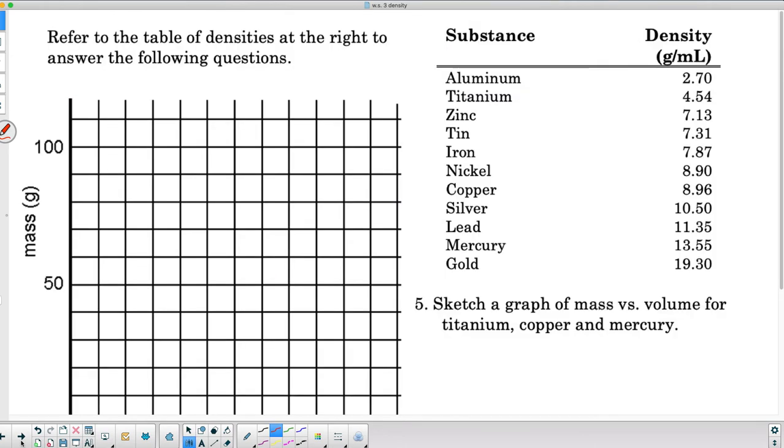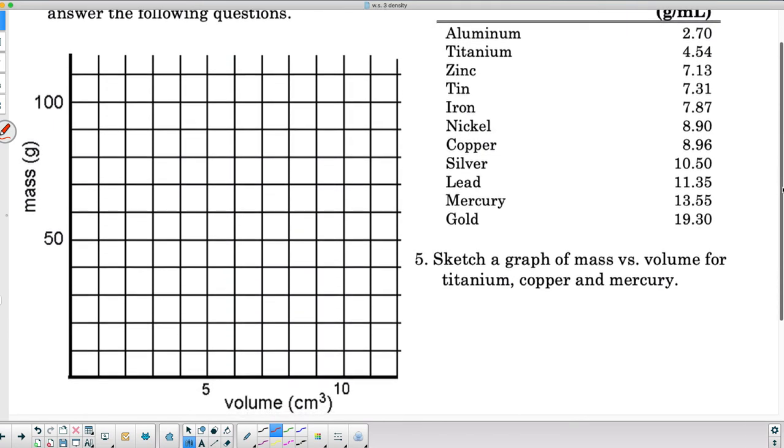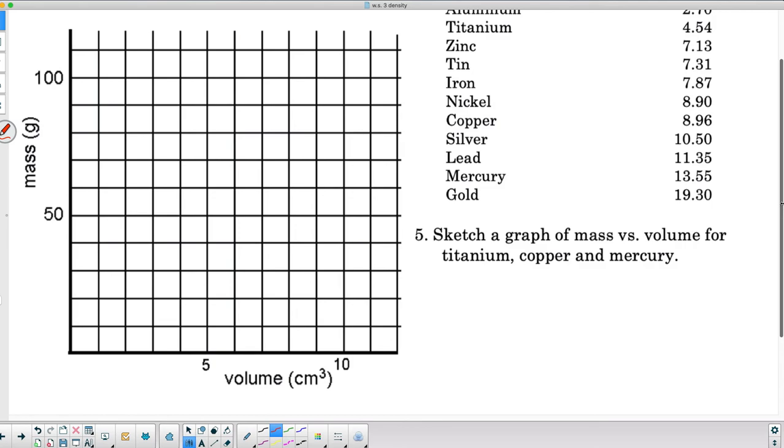Refer to the table of densities to the right to answer the following questions. So sketch a graph of mass versus volume for titanium, copper, and mercury. Again, we're going to use 0, 0. So 0, 0, one point is going to be here. The next point, let's do titanium so you guys can see what's going on.